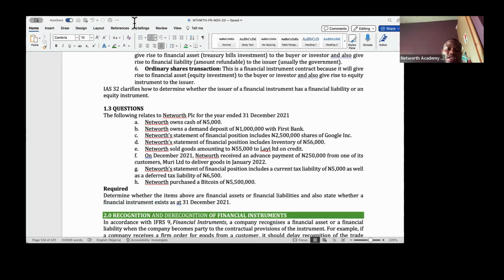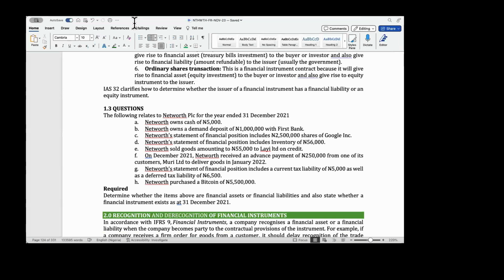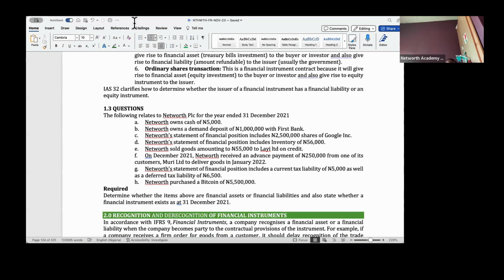But secondly, is there a financial instrument contract? There is no financial instrument. That's correct also. It's not complete because there is no other party that has a financial liability or equity. So there is no financial instrument contract here, even though Networth has a financial asset, because there's no other side. Okay, that's fantastic, Abiodun.